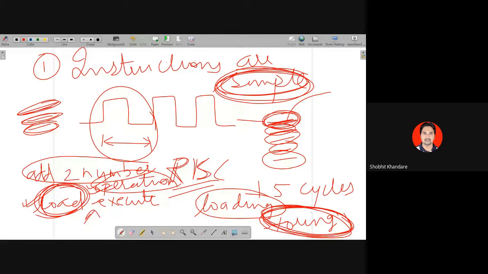The meaning of simple is that to carry out every task, you have dedicated instructions. Because of this, what is happening? For the addition task, adding 2 numbers, I have to write more instructions. Okay, that is the drawback.